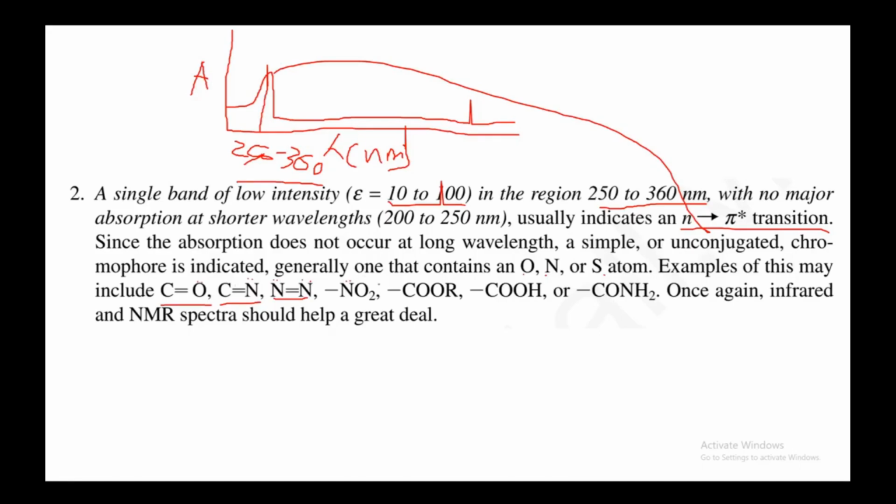So all carbonyl groups give rise to n to pi star transition, that's sure. And if there is a double bond and a heteroatom, they will give you the n to pi star transition. So n because of the free unpaired electrons, pi star because of the presence of a pi bond.